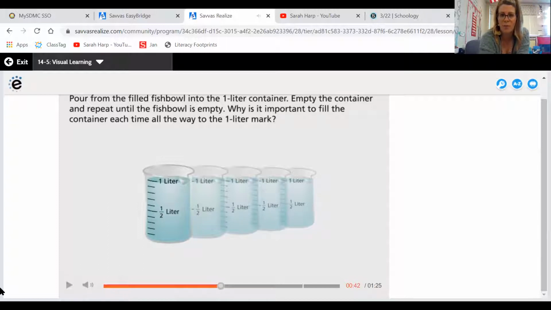All right, well, think about that. Why does that make sense? Why do you need to make sure you fill it at the 1-liter mark? Well, you want to be consistent, right? You want to have that accurate measurement. So if you're doing them all uneven, you don't have an in-your-face measurement, right? So you want to be consistent and accurate.